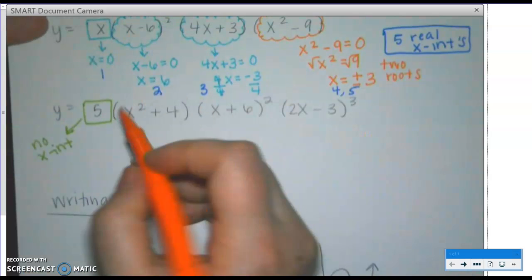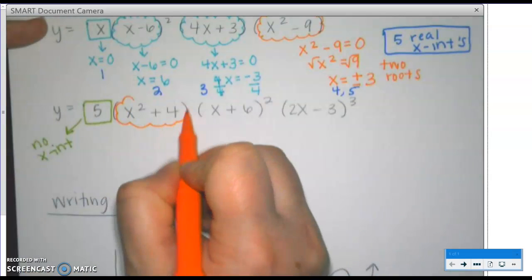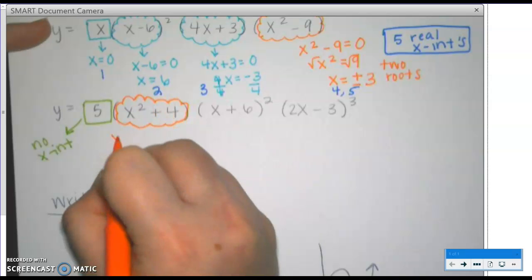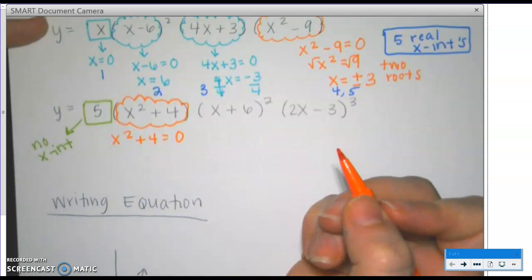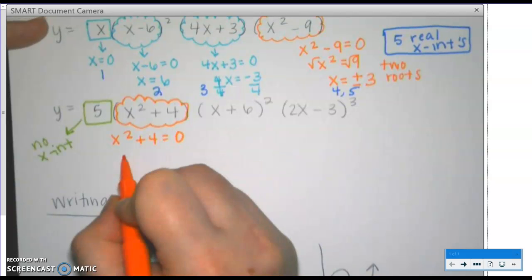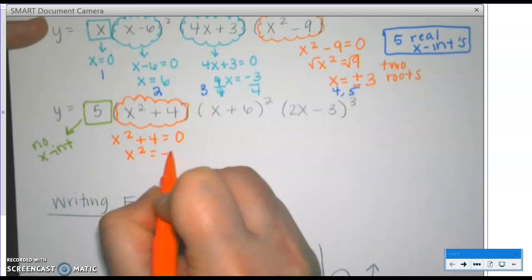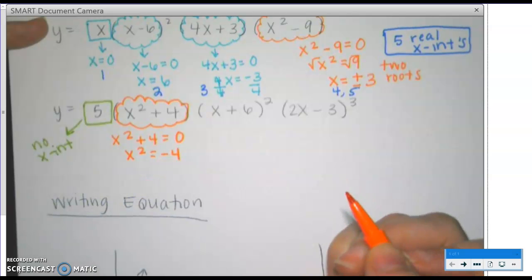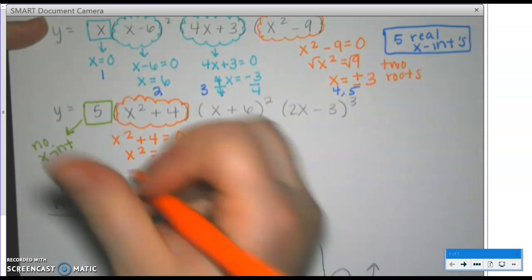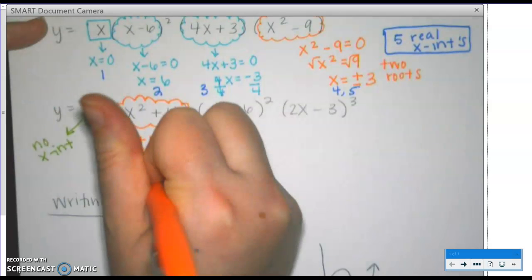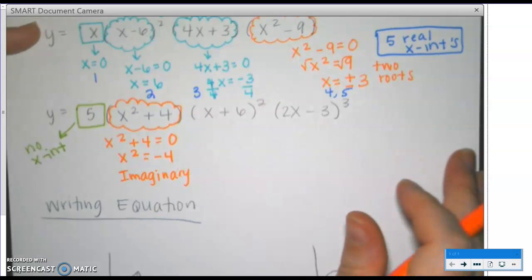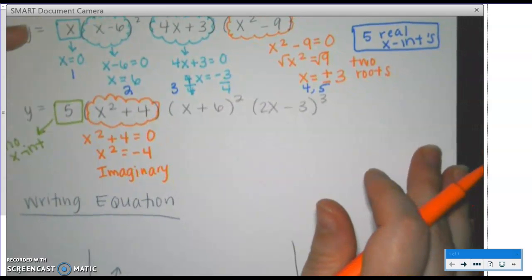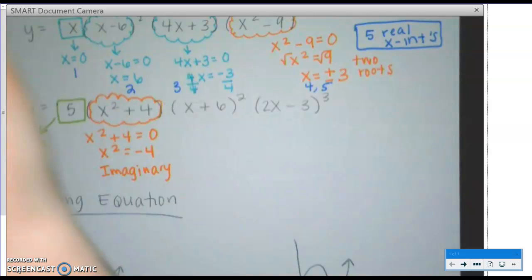All right, so my next factor, this is quadratic, so I'm going to have to be careful. So I set it equal to 0. That's what I do every single time. Set your factor equal to 0. And now look, if I subtract 4 from both sides, see how I'm about to take the square root of a negative? So this is about to be imaginary, which means it's not going to be an x-intercept. So I'm going to move on.